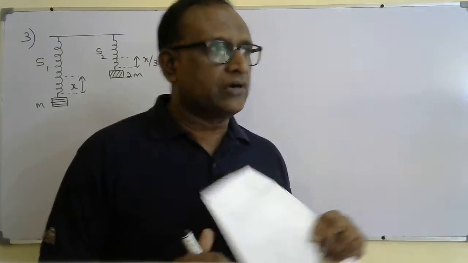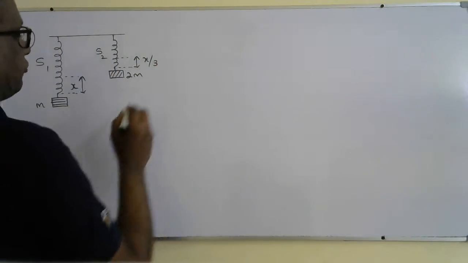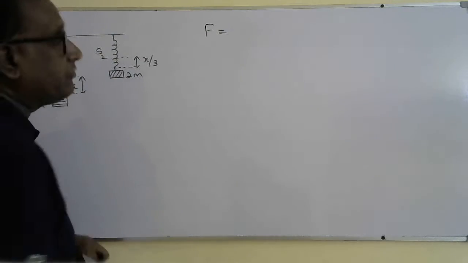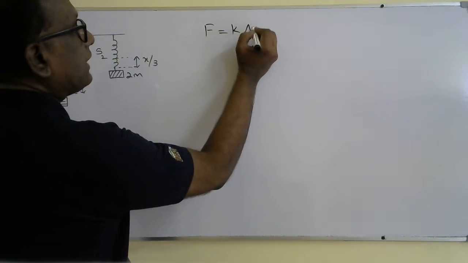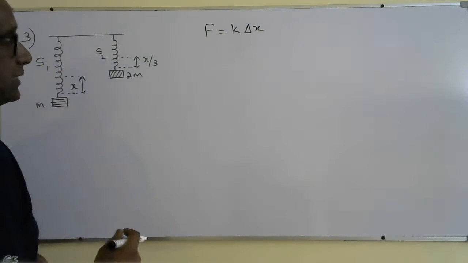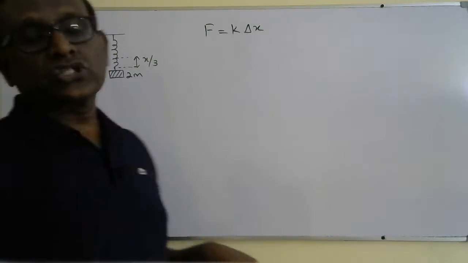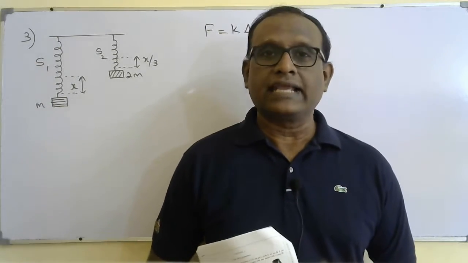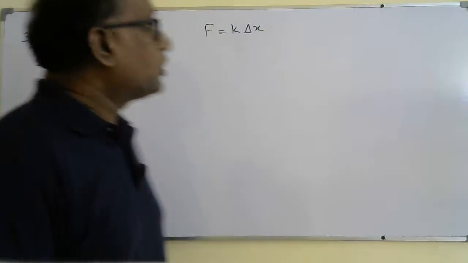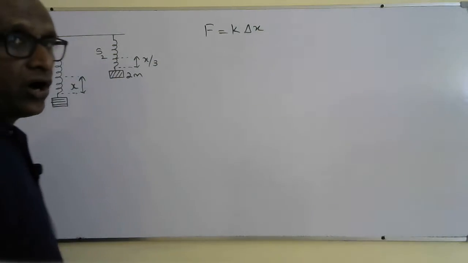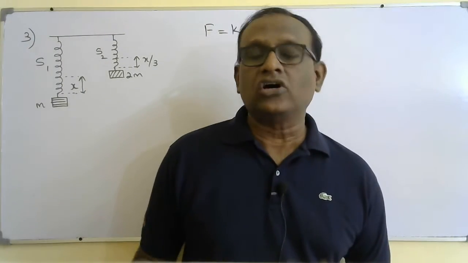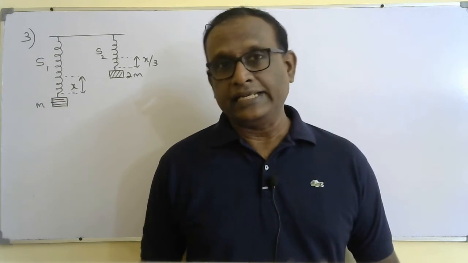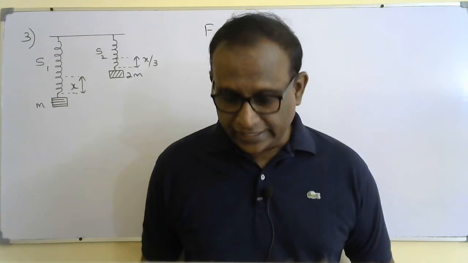So anyway, we don't need any of those signs. We can say the force exerted by the spring, the tension on the spring, F = K delta X, where K is the spring constant and delta X is the extension. This is the general equation. K is called the force constant, or Hooke's law constant, or spring constant. K depends on the type of material of the wire used to make the spring, and also on the dimension, the thickness of the wire.